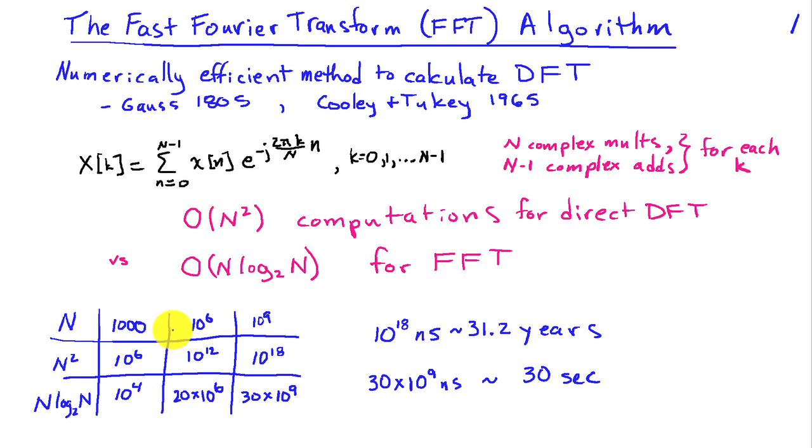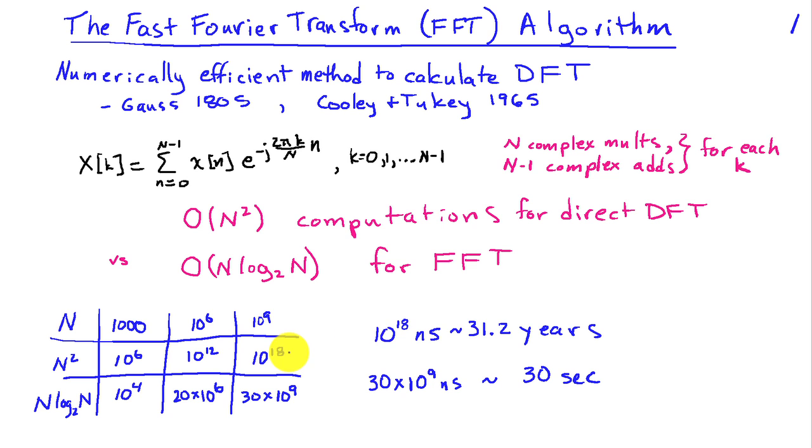But as you increase N, here we're at 10 to the 6th, then N squared requires 10 to the 12th operations, and we've got 20 times 10 to the 6th operations for the FFT. Well, if we go even bigger, say 10 to the 9th, then we end up with N squared being 10 to the 18th, and N log 2 N is 30 times 10 to the 9th.